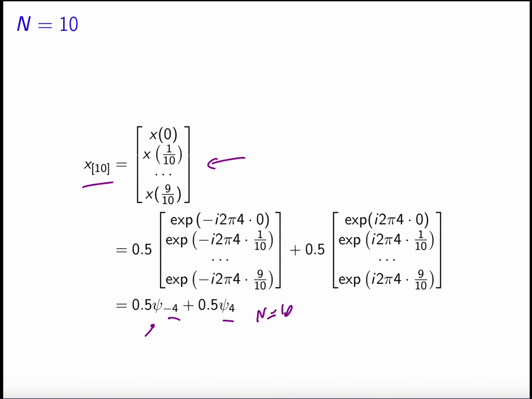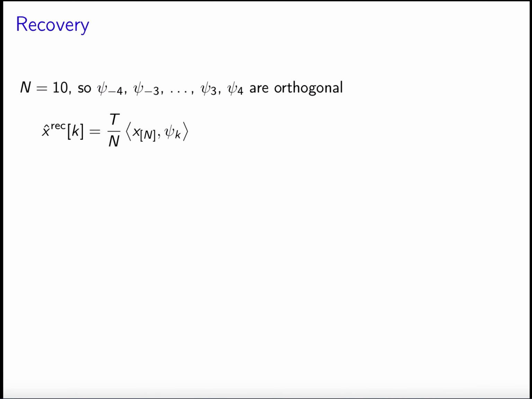So that's what the vector of 10 samples is equal to: 0.5 times the discrete sinusoid with frequency minus 4 plus 0.5 times the discrete sinusoid with frequency 4. Now, n is equal to 10, so from psi minus 4 to psi 4, they're all orthogonal, as we had proved, because if we reorder them, they're the same as psi of 0 to psi of 8, just because there's just 9 of them.